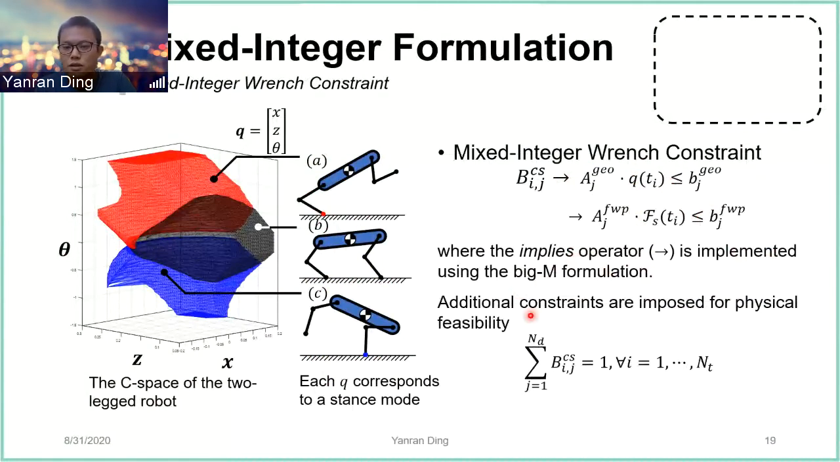And additional constraints have to be imposed for physical feasibility. Specifically, the summation of the B matrix along the J direction is always equal to 1, which means that the configuration at any time ti could only reside within one of the cells.